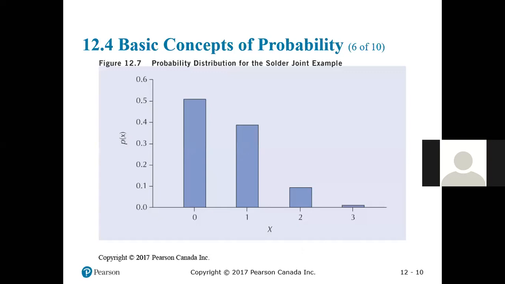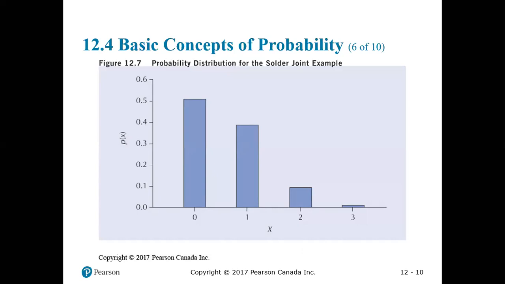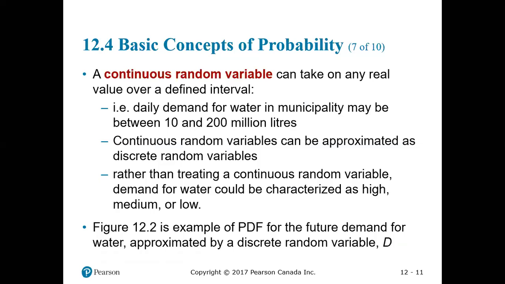So here is our probability distribution for our solid joint example, and we can show that given that it's a discrete random variable, we could actually construct a graphical view of the probability distribution where we are able to show what would be the probability if zero joints were open, as well as if one joint is open, two are open, or the probability that all three are open. So we looked at discrete random variables.